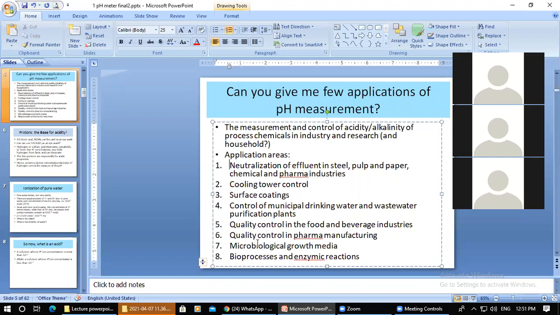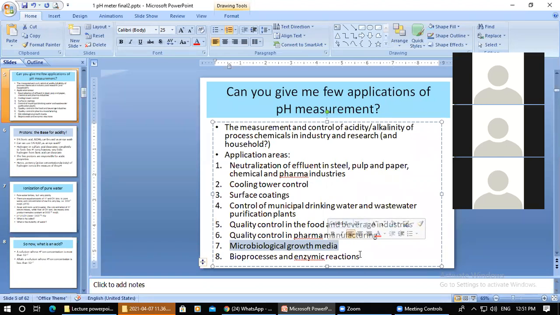Then coming to this application, the food and beverage industries also need to control the quality of the food, and therefore they also use pH measurement. Pharmaceutical industries, and then microbiology based industries or laboratories also, like Pragati has already said, for the preparation of microbiological media, we use the pH meter, or we check the pH using other things like pH paper.